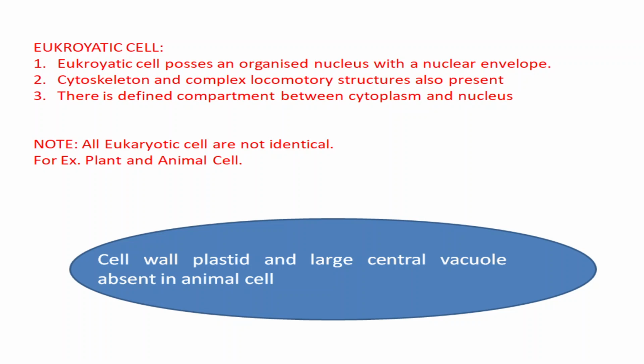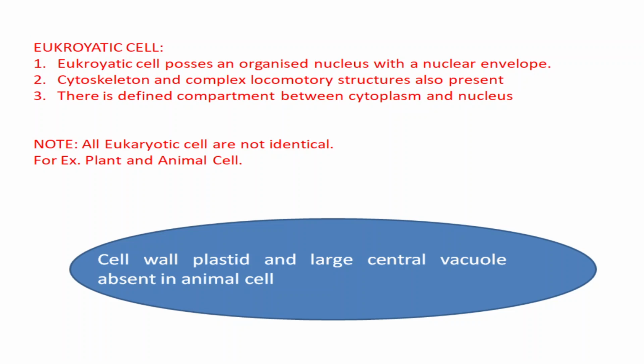Now there is a defined compartment between cytoplasm and nucleus. Listen, in prokaryotic cells, cytoplasm contains genetic material, so there is no problem in their working. But when we talk about eukaryotic cell, it is not easy to perform all functions with the help of cytoplasm only. So nucleus and cytoplasm are differentiated with the help of a compartment, and that is really very defined.